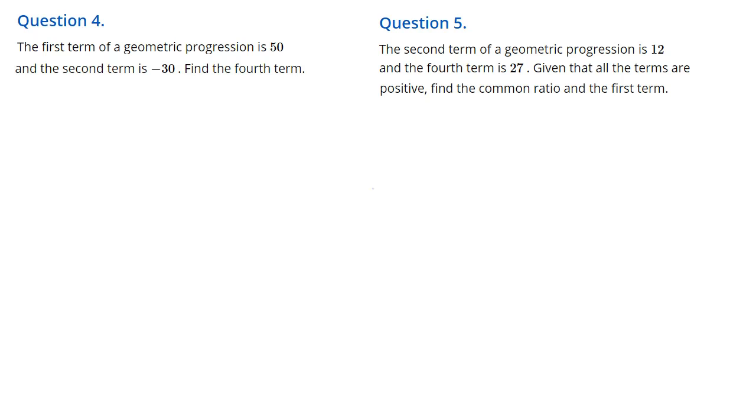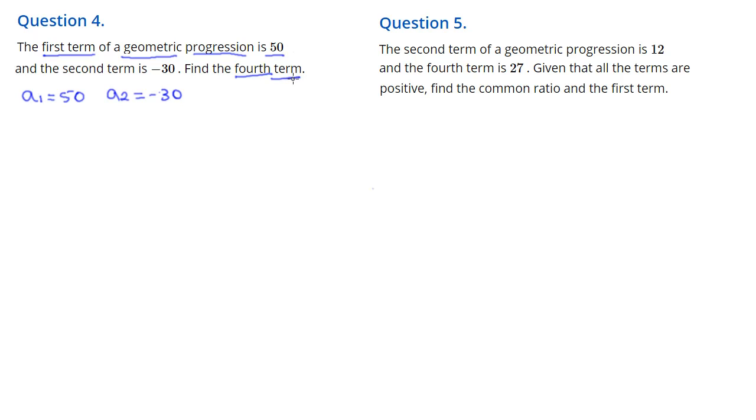Looking at number 4, we've got the first term of a geometric progression, and it's equal to 50. All right, so let's write that down. And then we have the second term. That's going to be equal to negative 30. So let's write that down. And they want us to find the fourth term.